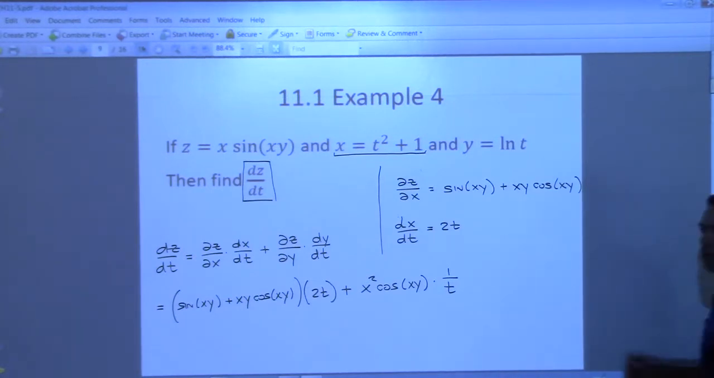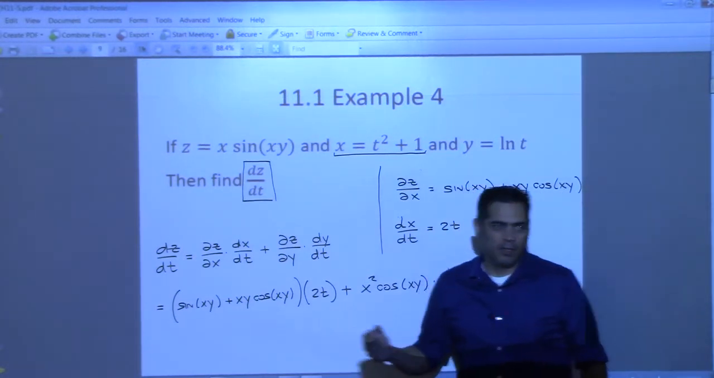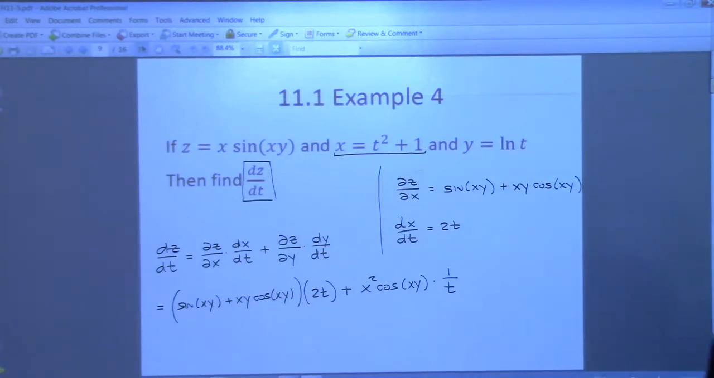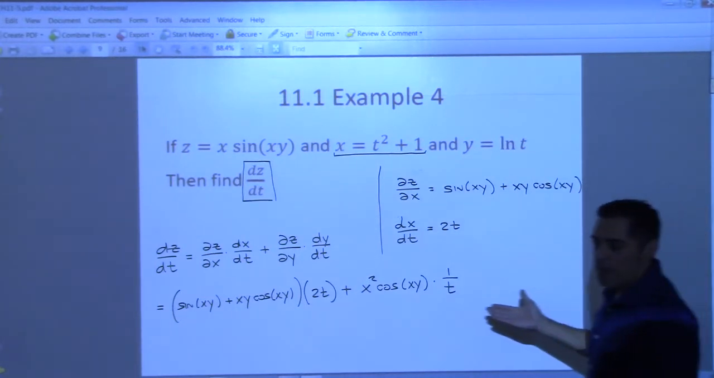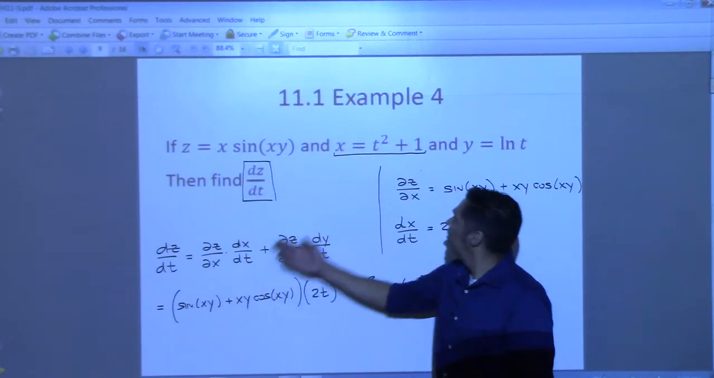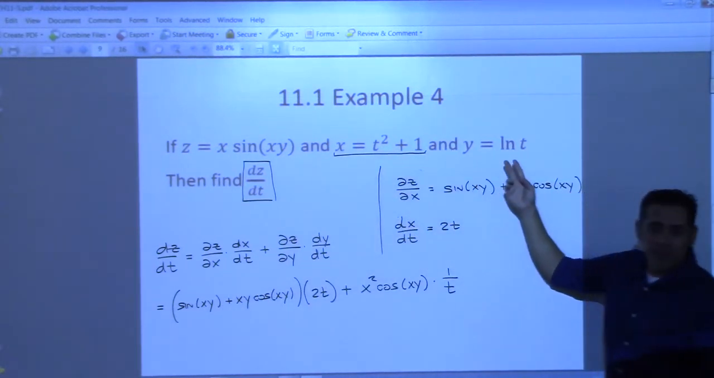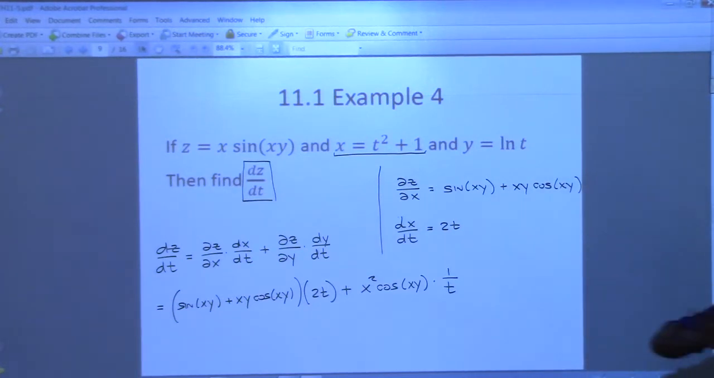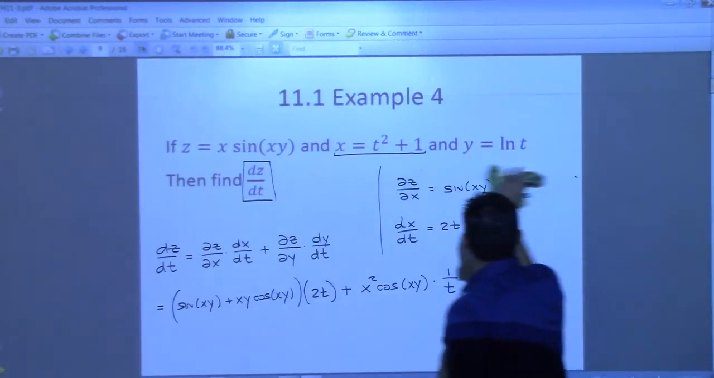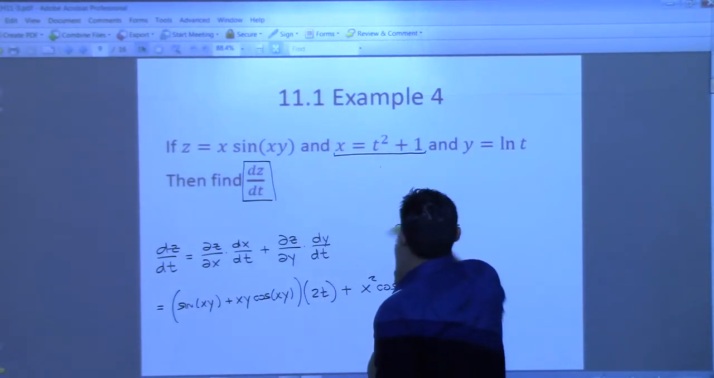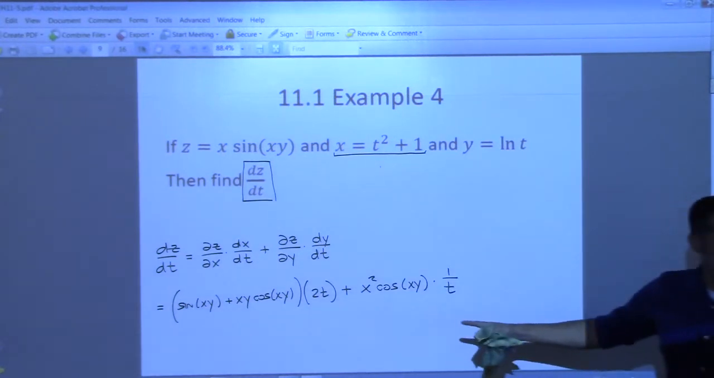Now, we want our answer in terms of t. So that means now you go in here and you replace all your x's with t squared plus 1, and you replace all your y's with natural log of t. And that will be your final answer. It's going to look ugly, but, you know, that's just the way it goes. Can you all appreciate that?